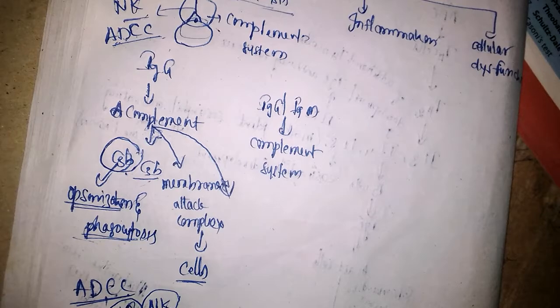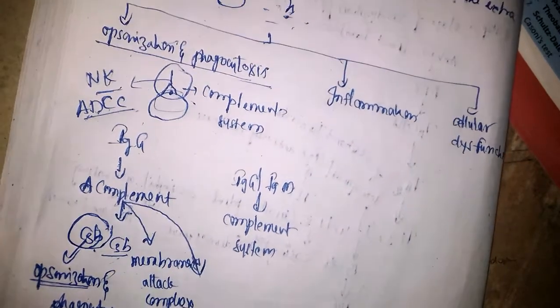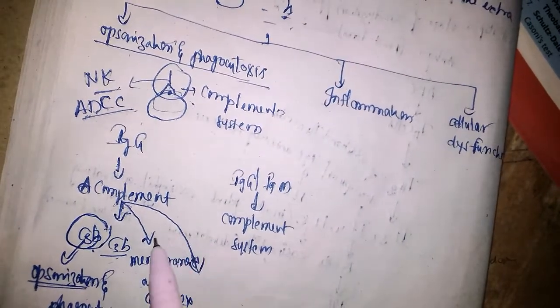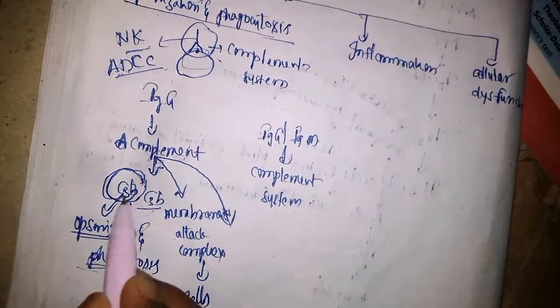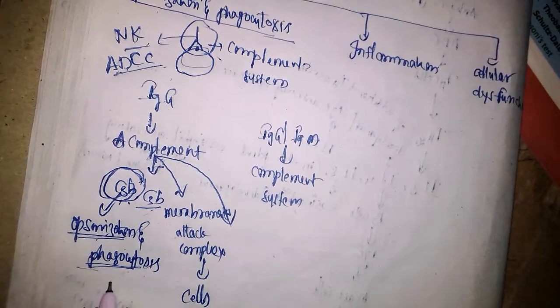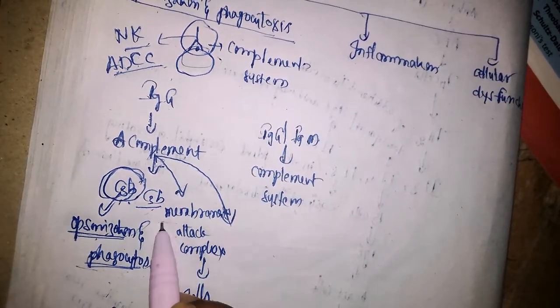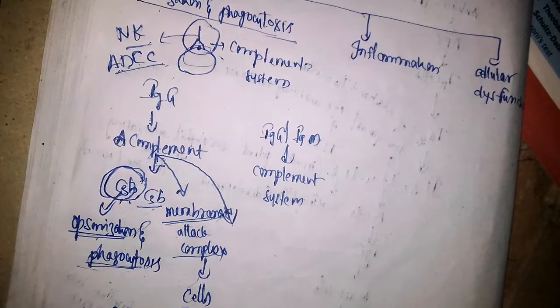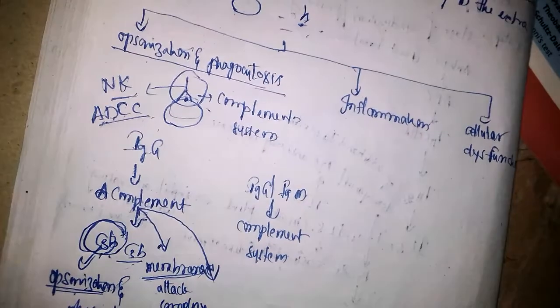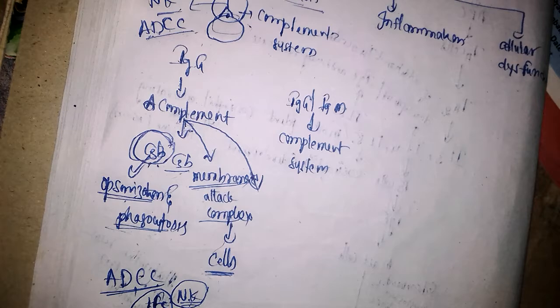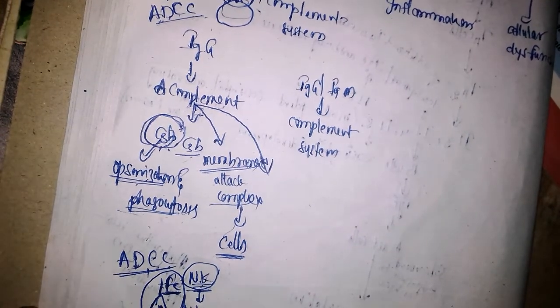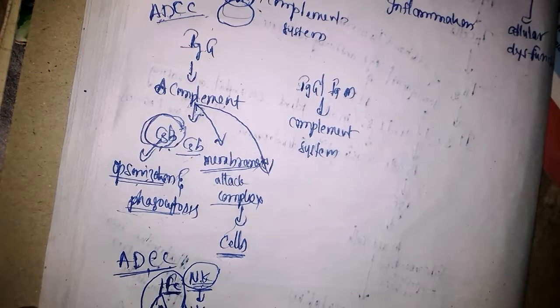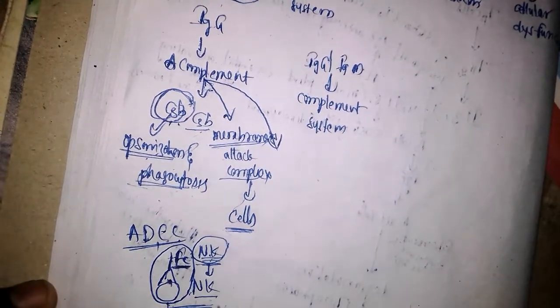Okay, this is what happens after activation of the complement system here. One is, after activation of the complement system, some mediators get released like C3b, which causes opsonization, then phagocytosis. Or otherwise membrane attack complex will form, which results in destruction of cells. Or otherwise these antibodies will activate natural killer cells, which results in damage to the cells by the action of natural killer cells.